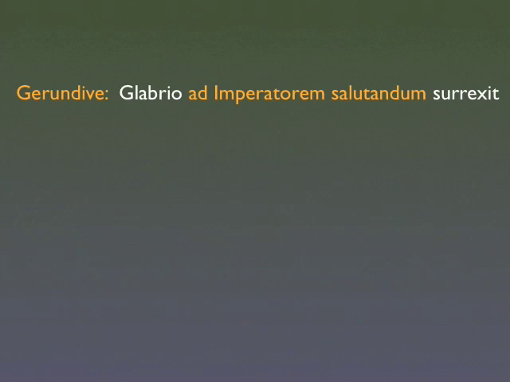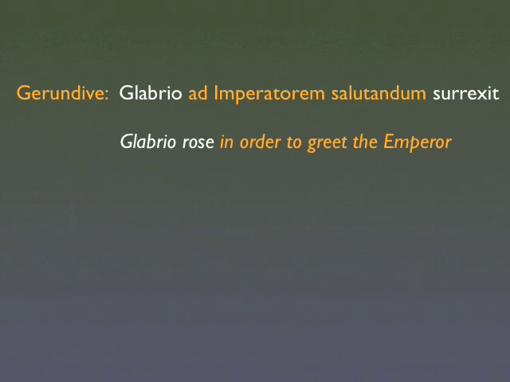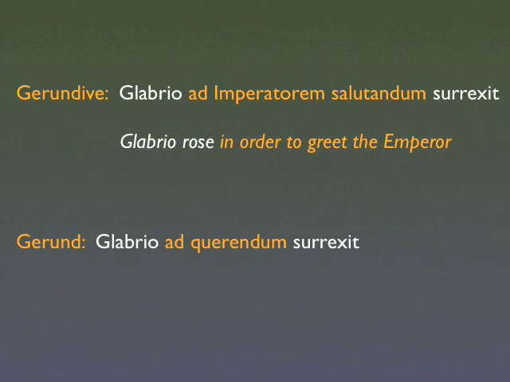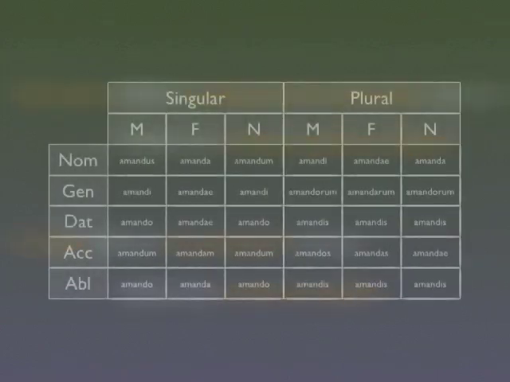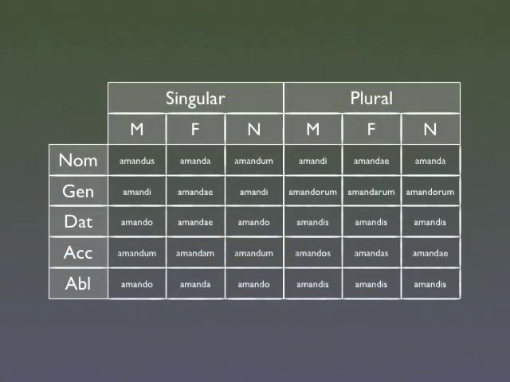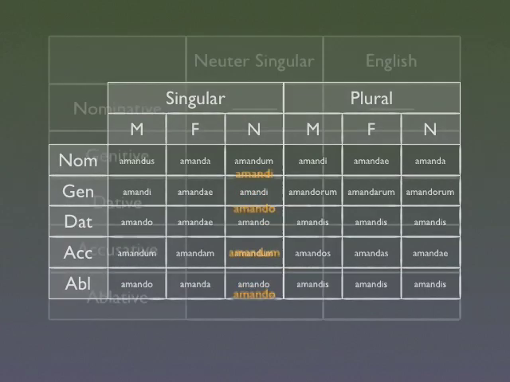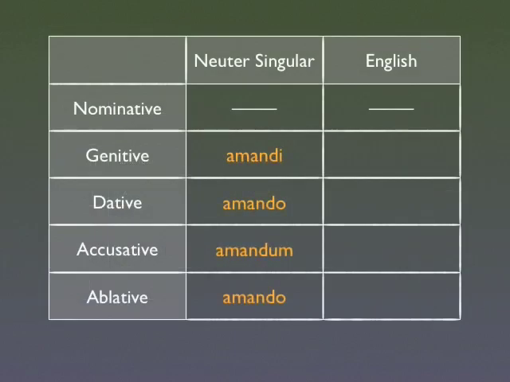Here's another. The gerundive. Glabrio ad imperatorem salutandum surrexit. Glabrio rose for the purpose of greeting, or in order to greet, the emperor. And the gerund. Glabrio ad querendum surrexit. Glabrio rose for the purpose of complaining, or in order to complain. In fact, the gerundive, since it's an adjective, has all 30 forms. But the gerund, since it's a noun, has only 4: the neuter singular of the genitive, dative, accusative, and ablative.